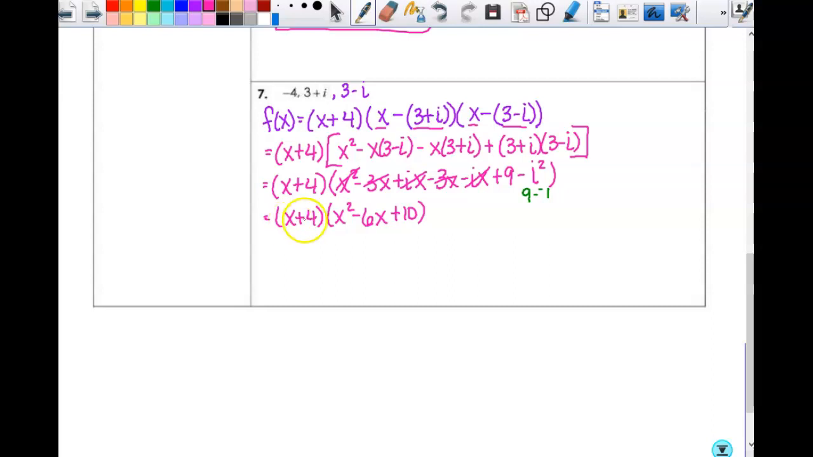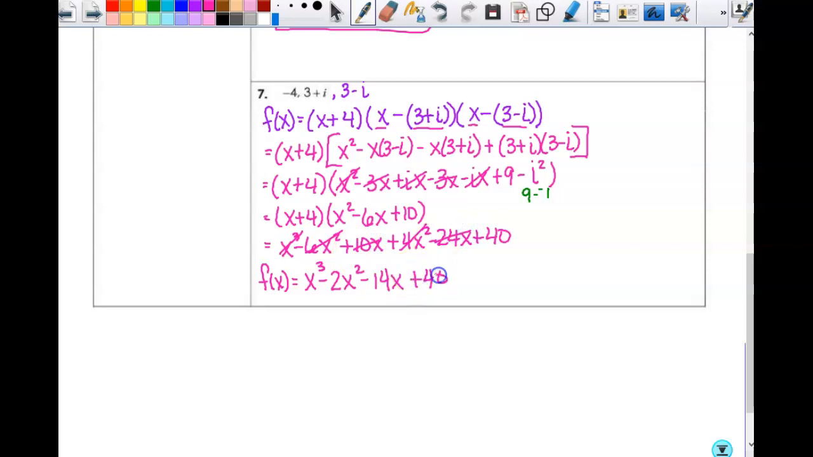And then I'm going to distribute. So x times each one of these is going to give me x cubed minus 6x squared plus 10x. Then plus 4x squared minus 24x plus 40. So then f of x is equal to x cubed, and then negative 6x squared and positive 4x squared, negative 2x squared. Then we get negative 14x with these two, plus 40. Okay, and that is it.